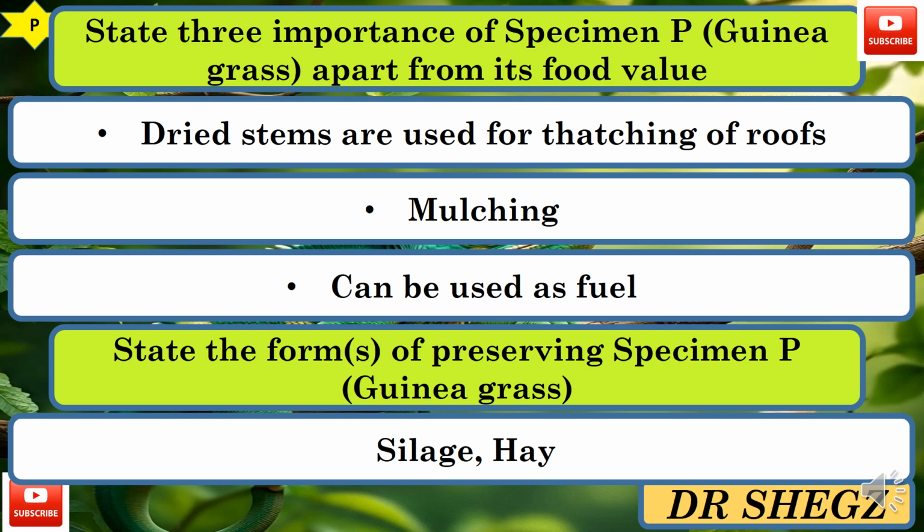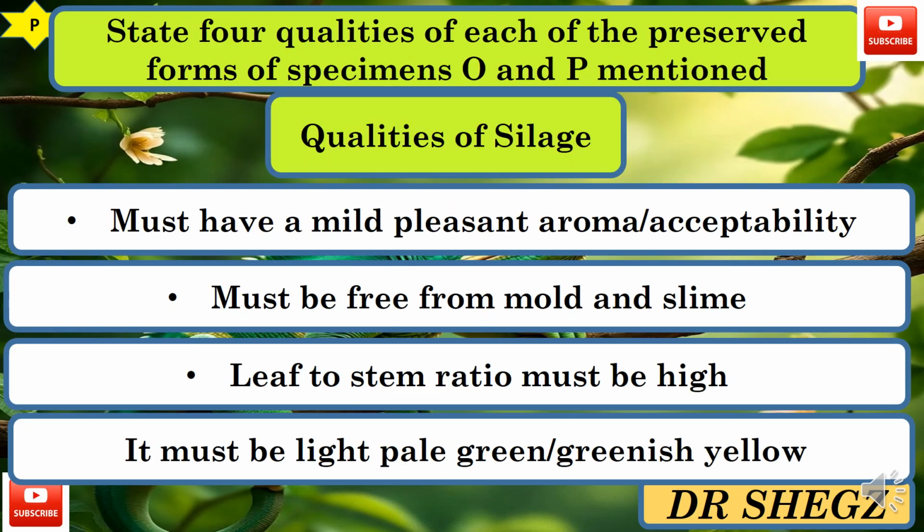So following this, there are questions that follow. Like now, state 4 qualities each of the preserved forms. Remember, we just said silage and hay. So look at the qualities of silage and look at qualities of hay. So silage must have a mild, pleasant aroma. It makes for acceptability. Must be free from mold and slime. Leaf to stem ratio must be high, and it must be light, pale green, or greenish yellow. These are the qualities of silage.